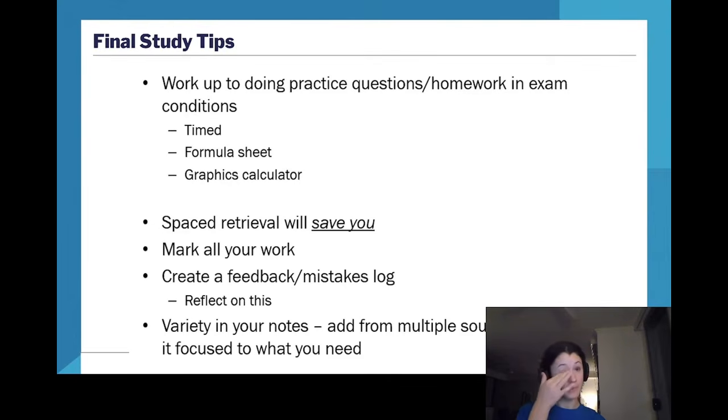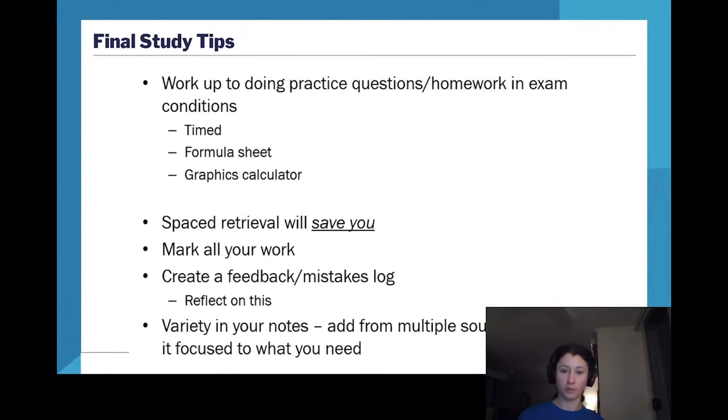So, firstly, make sure that you work up to doing practice questions and homework in exam conditions, so you're not always flipping back to your notes. Maybe you're even timing yourself. If you find that you get a little bit nervous or stressed when you're being timed, it might be a good idea to practice doing that.